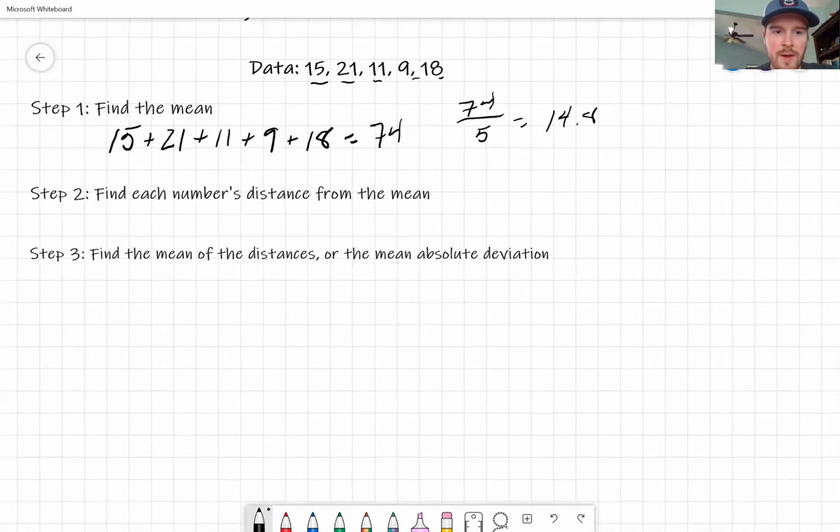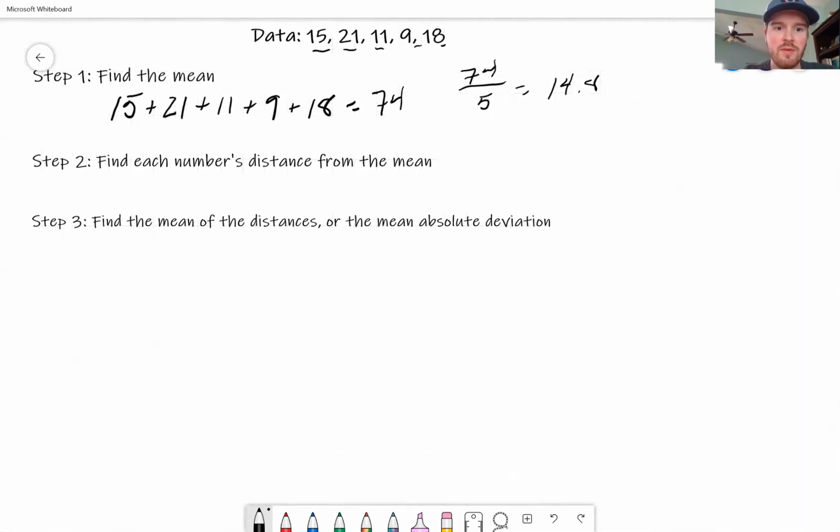Now, the second step is a little more involved, but it's really easy. All you're doing is subtracting. We want to find each number's distance away from the mean. So all we're doing is we're going to use 15 and figure out how far away it is from 14.8, and then the same thing with every other number.